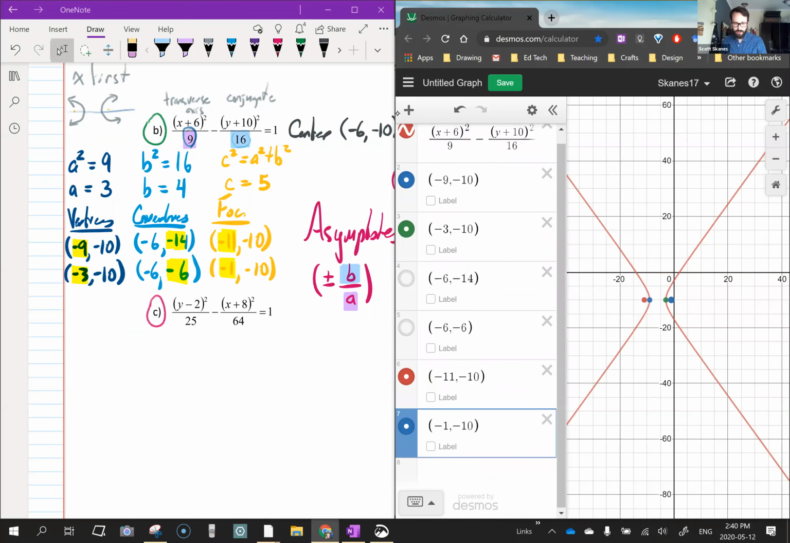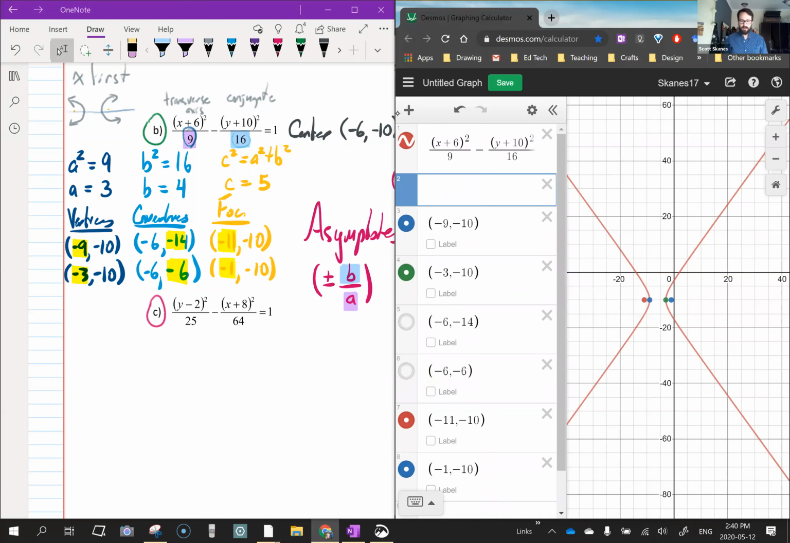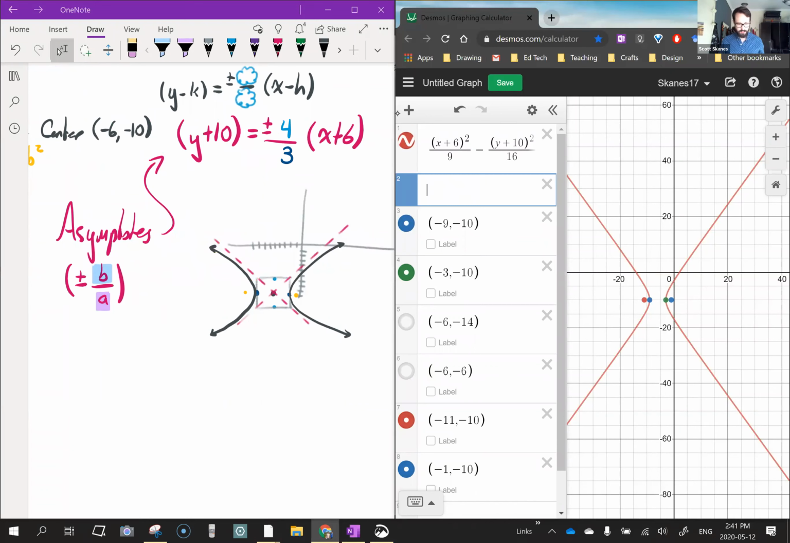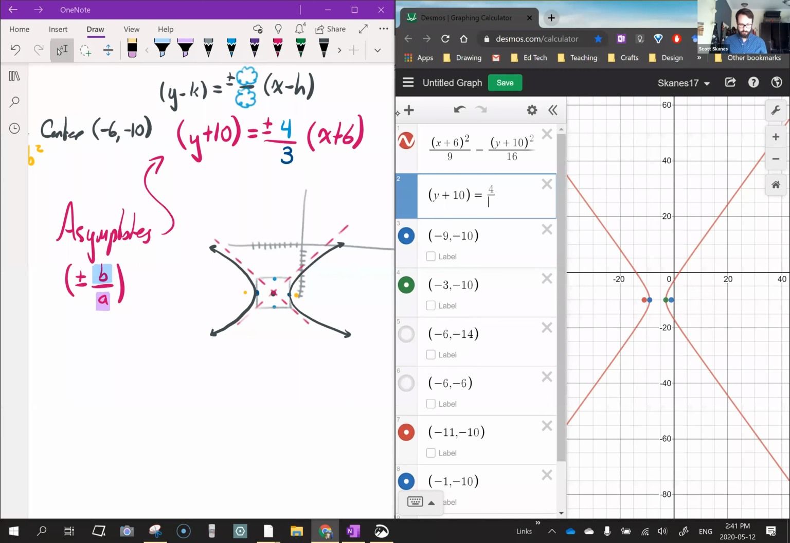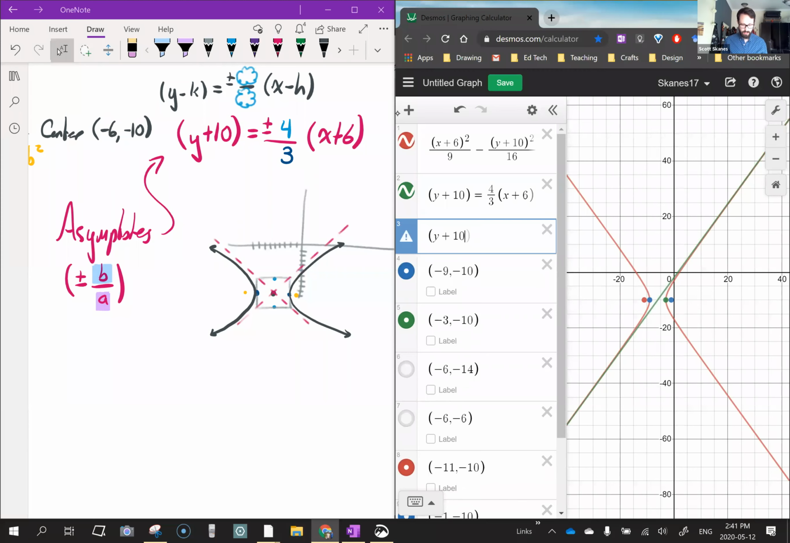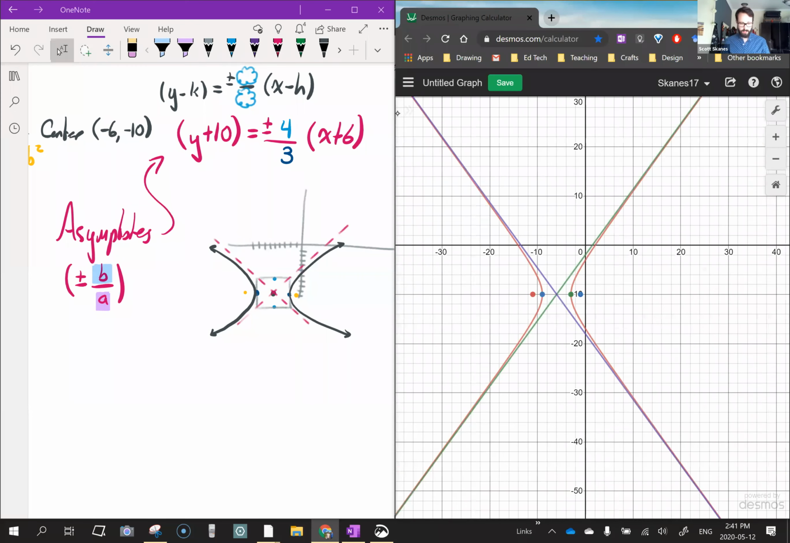And the final thing, probably the most important thing, I'm going to graph the asymptotes. And what we should see is that the curve follows the asymptotes perfectly. So I'll graph my asymptotes here. Y plus 10 equals +4/3, x plus 6. Oh, dude, x plus 6. What am I doing? There we go. And then y plus 10 equals -4/3, x plus 6. Okay, sorry, that took a little bit of time, but I think it's important to see it.